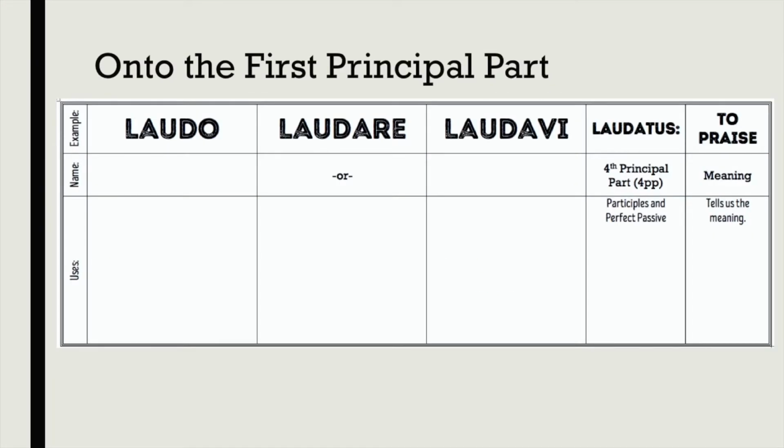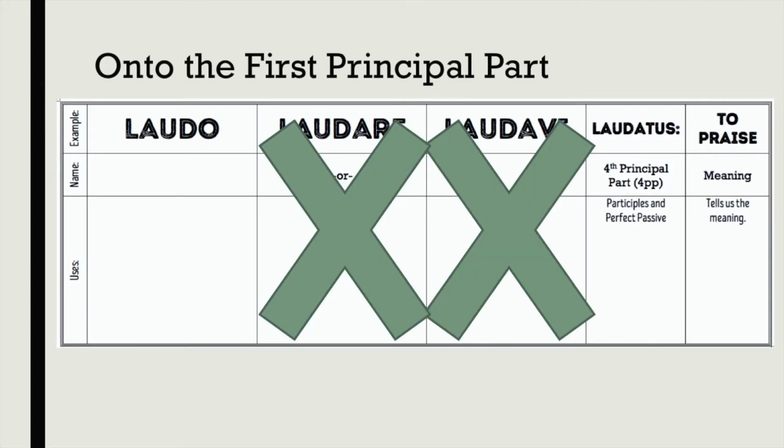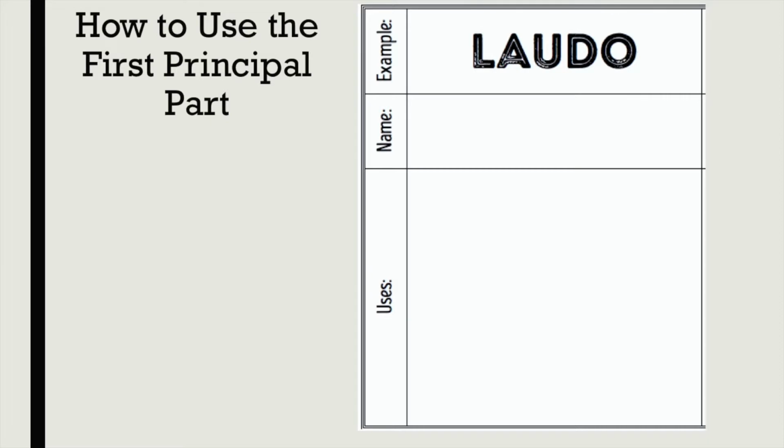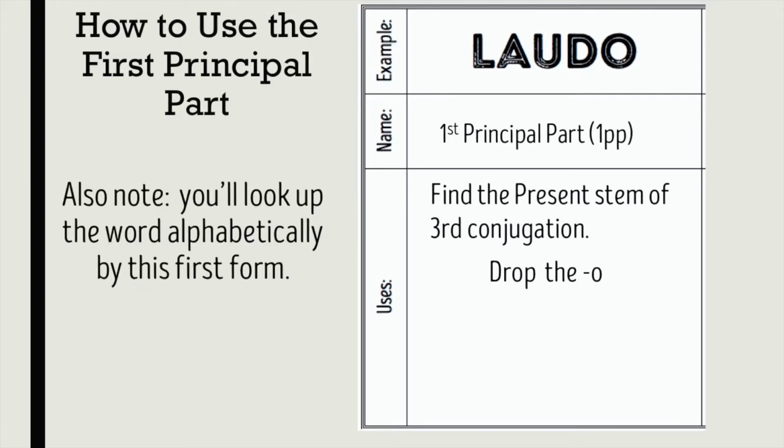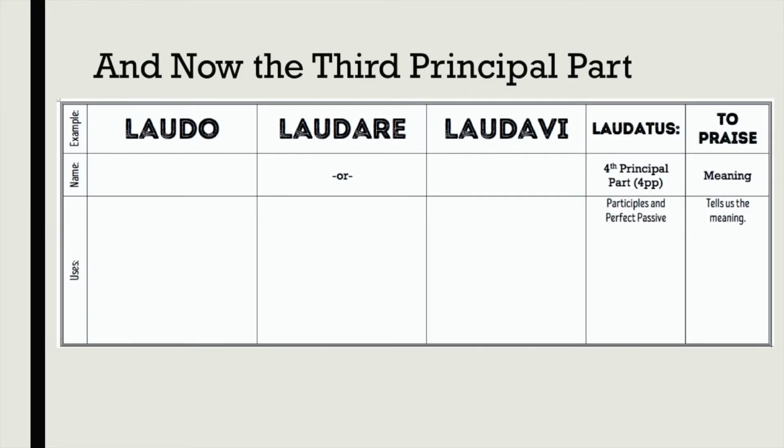Okay, on to the first principal part. So we've done this box. We're not doing this box yet. We're focusing on this first box. How to use the first principal part. Again, that's the name. Make sure you get that filled out. We're going to find the present stem just for third conjugation, though. And to do that, you just drop the O off that first form. Also note, when you look up a word, you're going to look it up alphabetically by this form, because that's how it's in the dictionary.